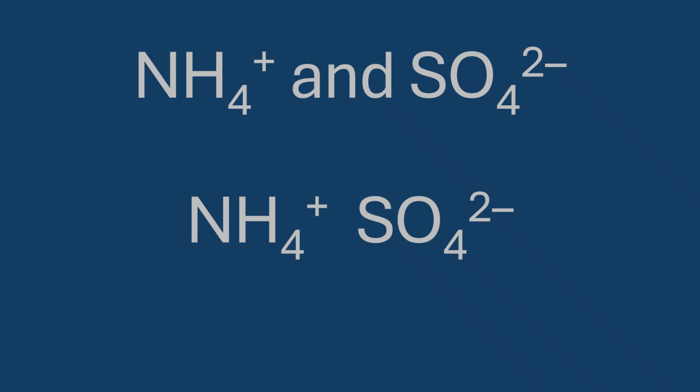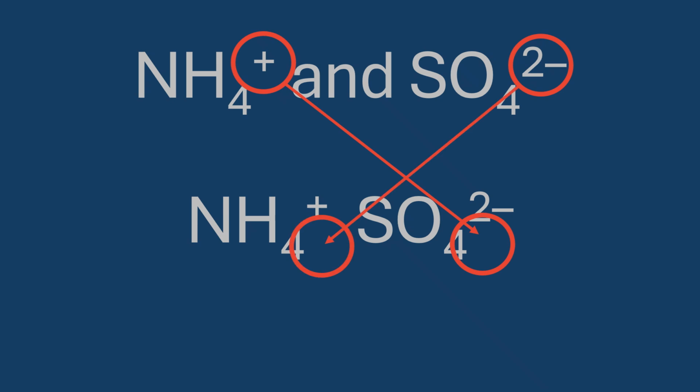Exchange the charge on the cation for the subscript on the anion, and then the charge on the anion for the subscript on the cation. Things to look out for include the implied 1 on this sulfate. Remember not to write that in. The more important trick here is the use of parentheses around the ammonium.